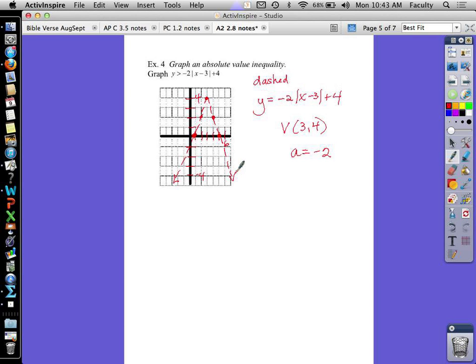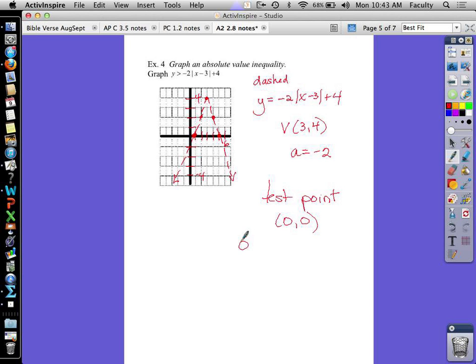Step 1, dashed or solid. Step 2, change the inequality symbol to an equals and graph the V. Step 3, when I do the test point, I just need to make sure the test point is not on that V, so I'm still going to do 0, 0. The difference is you're either inside the V or outside the V. That is the only difference where you shade.